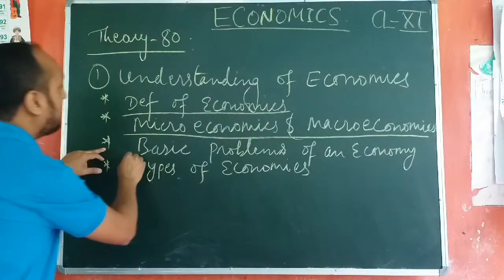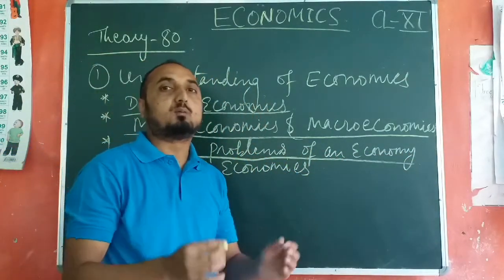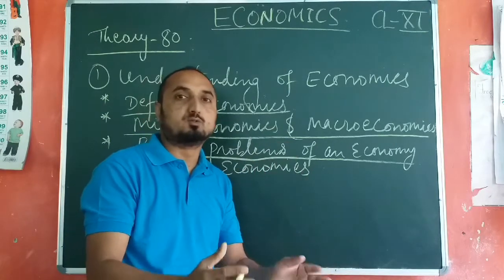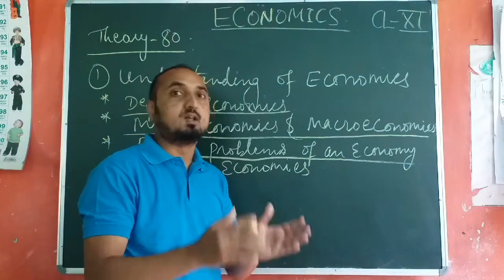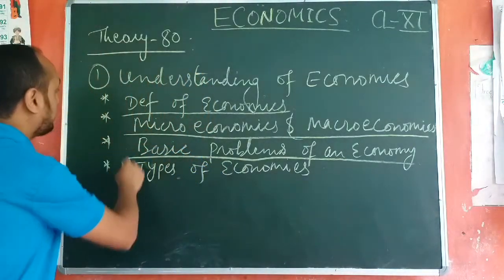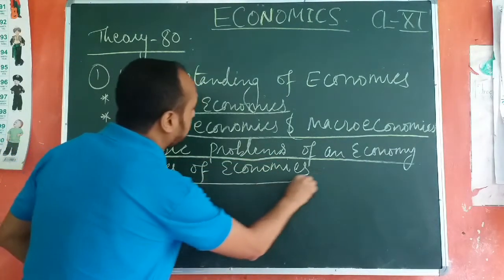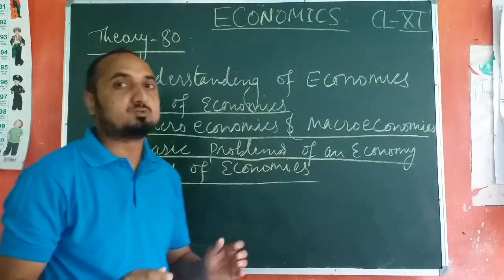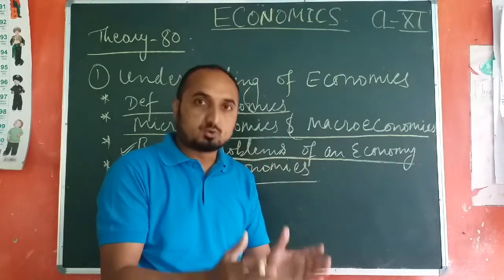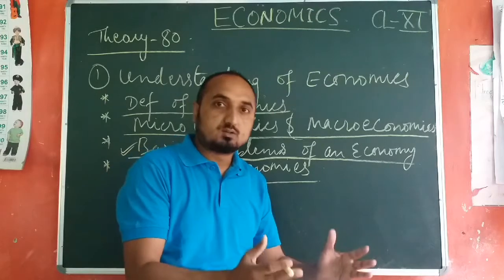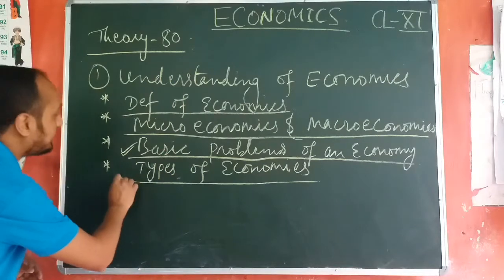And the next one we have basic problems of an economy. So in the case of basic problems, we have to study about what to produce, how to produce, for whom to produce. Okay, and the different central problems as well as different economic problems of an economy we have to discuss in this chapter. Next one we have types of economies. In the case of these types of economies we have to study different types of economies like capitalist economy, socialist, mixed economy, agricultural economies and industrial economies as well. So these are included in types of economies.